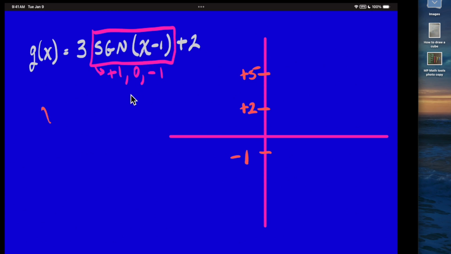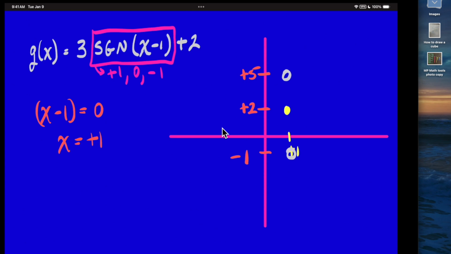So we're going to take the inside, set it to 0, solve for x, and that's going to tell us when x equals +1 as an input, the output is going to be +2. Why? Because when x equals +1, this parentheses goes to 0. The sine function of 0 is 0. Then these two integers act on the 0. 3 times 0 is 0, plus 2 is a y value of +2. Now it's easy. These are going to be open circles.